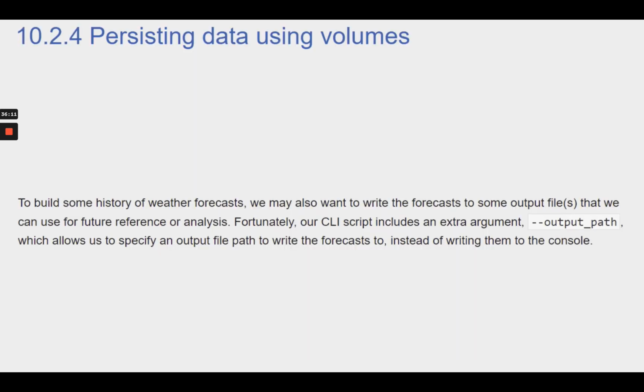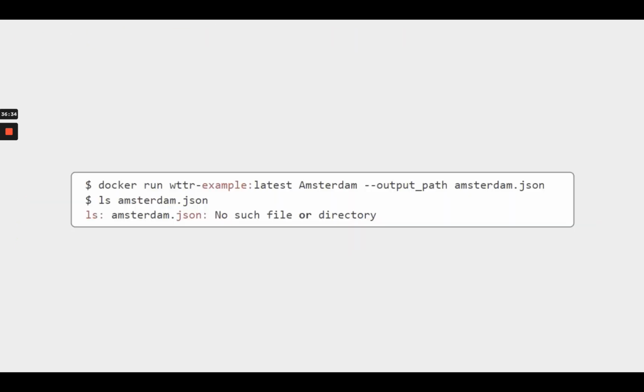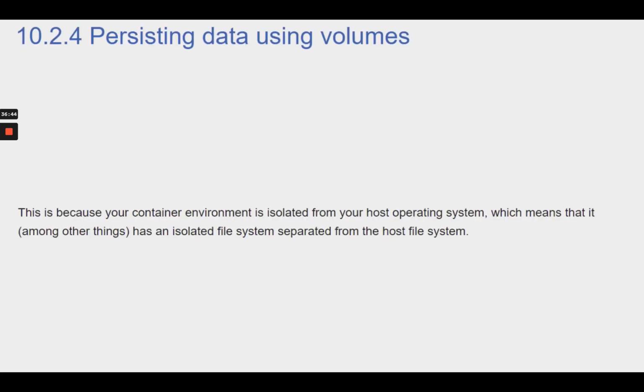Figure 10.4. To build some history of weather forecasts, we may also want to write the forecasts to some output file or files that we can use for future reference or analysis. Fortunately, our CLI script includes an extra argument, --output_path, which allows us to specify an output file path to write the forecasts to, instead of writing them to the console. However, if you try to run this command with a local file path, you will see that it doesn't actually create any JSON output on your local file system.